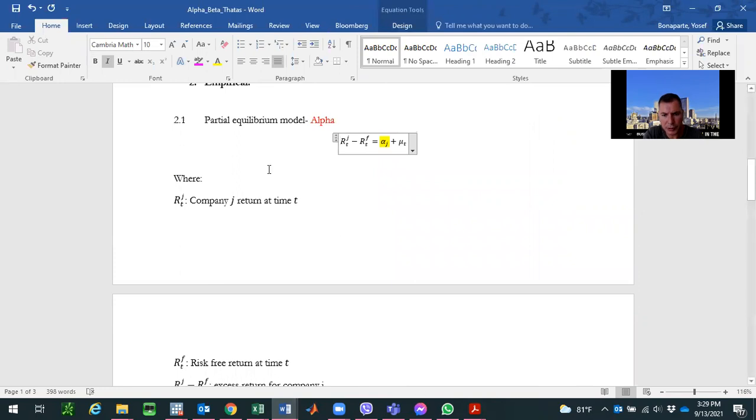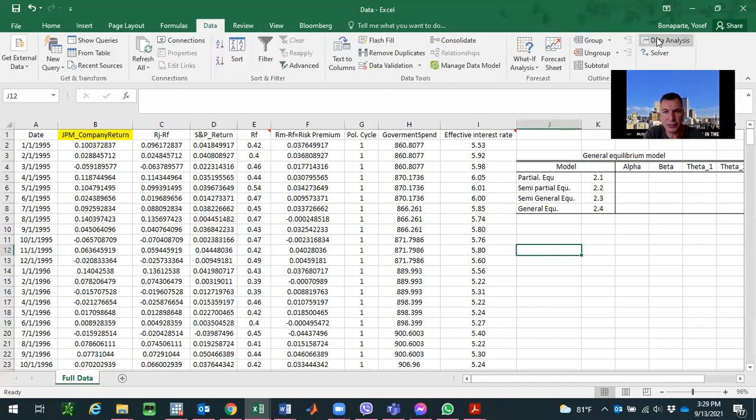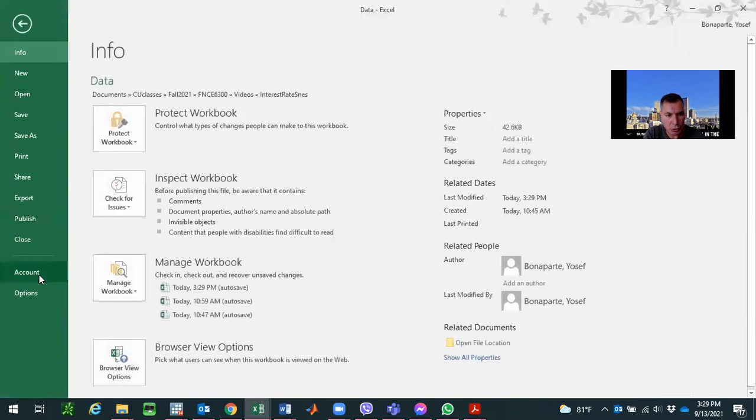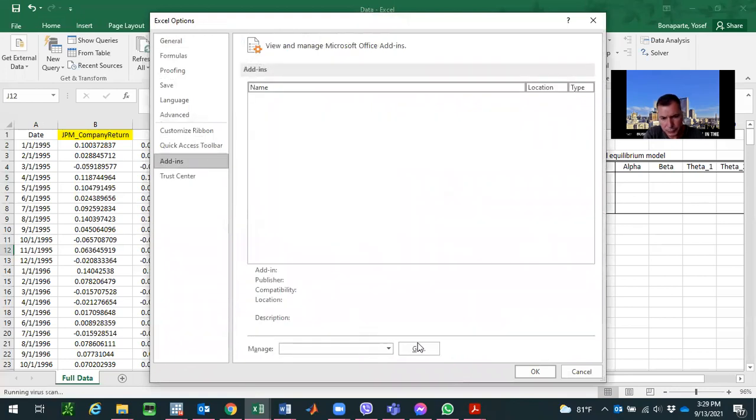So back to the model 2.1, I want to estimate model 2.1, which is this one. And then what I want to do is the regression. So you go to Data, you should have Data Analysis. If you don't have it, the way you do it, you go to Options, and then Add-ins, Go.